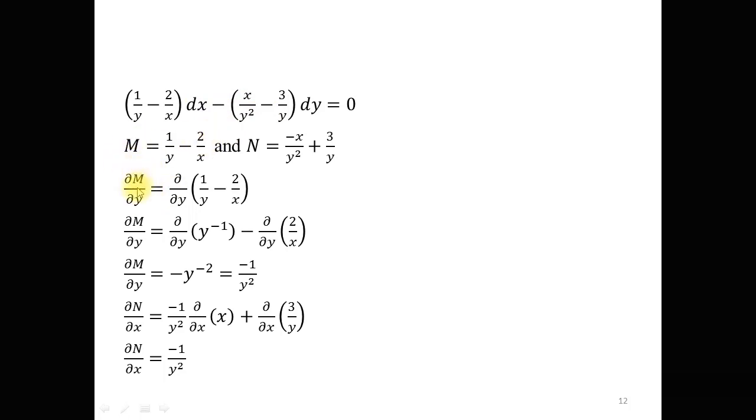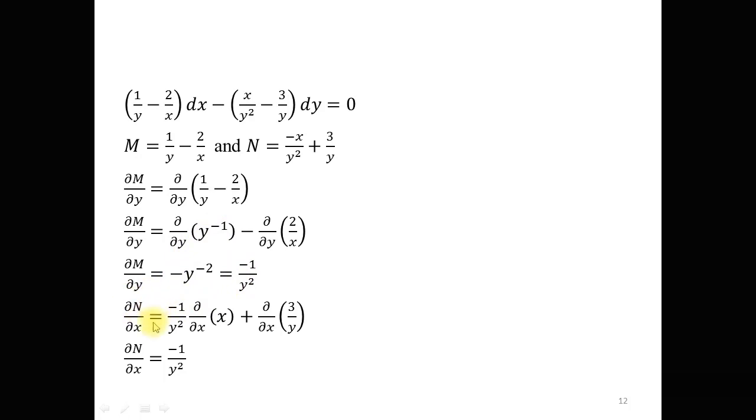First of all, check the partial derivative of m with respect to y and the partial derivative of n with respect to x. If the partial derivative of m with respect to y and the partial derivative of n with respect to x are equal, then this differential equation will be exact. So this is the m function and this is the n function. Now the partial derivative of m with respect to y. So the partial derivative of 1 over y minus 2 by x with respect to y is equal to the partial derivative of y power minus 1 with respect to y, and the partial derivative of this term with respect to y will be 0, and here we use the power rule, minus 1 power minus 2, so minus 1 over y square.